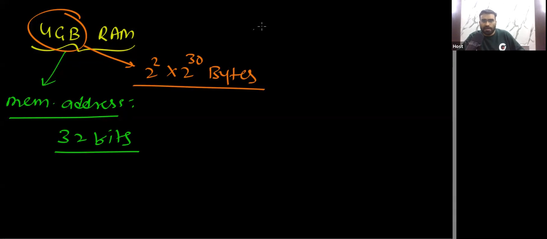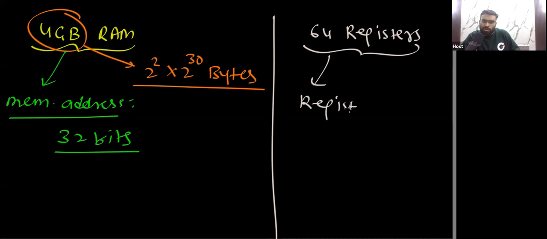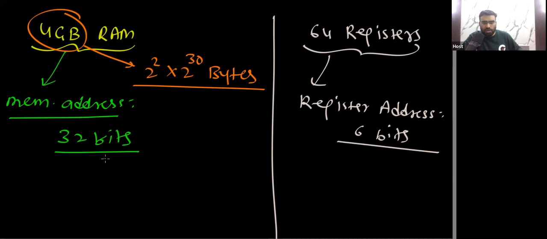This is the idea. Now you tell me, in the same computer, in your same laptop, if you have 64 registers, for register address, how many bits do you need? Just 6 bits. Yes or no? So you can notice who will give you less size addressing field if you use this in the instruction or if you use this in the instruction.